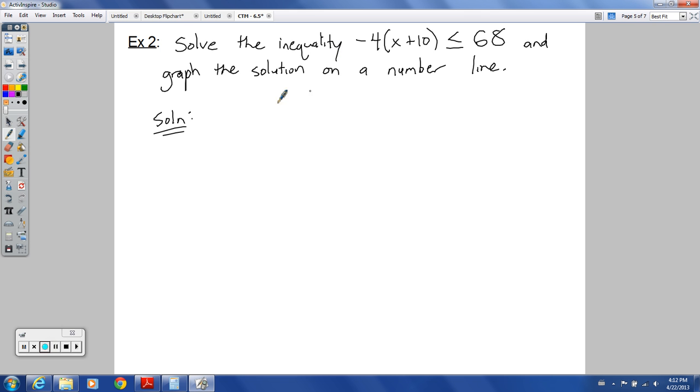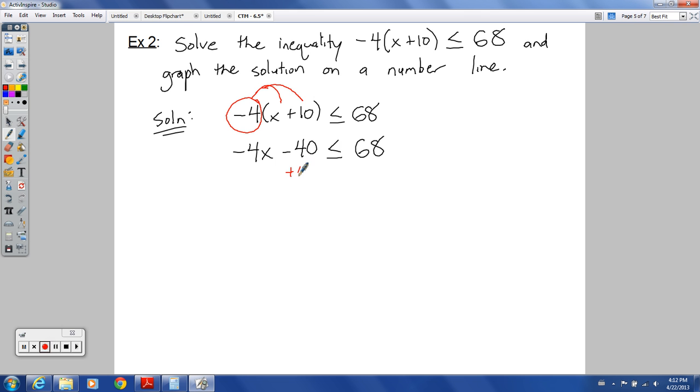Let's start by rewriting the inequality. -4 times the quantity x plus 10 less than or equal to 68. Now I'll take a different color to show the steps here. We're taking -4, not just 4, but -4, and distributing that to both parts here and here. So you have -4x minus 40 is less than or equal to 68. So good so far. I'm going to add 40 to both sides, trying to get x by itself, just like I would if it were an equation.